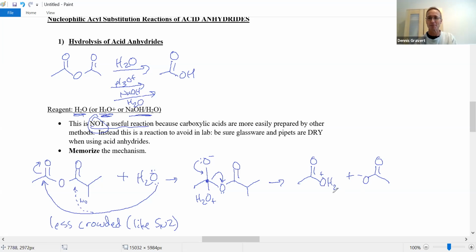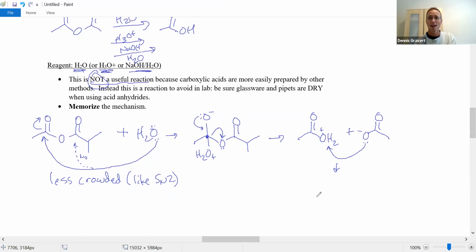And now we need a cleanup step. Hey, this oxygen has an extra H plus. Oh wait, there's a weak base right over here. So hey base, why don't you pick off that hydrogen and neutralize yourself too, and then recreate 2 carboxylic acids. This molecule loses H plus. Molecule on the right, the anion of a carboxylic acid, picks up the H plus. And we have 2 carboxylic acids.